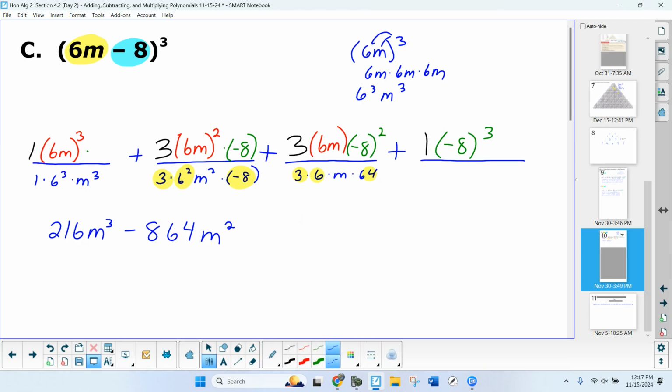What do you guys get on that one? 1,152. And then what are we multiplying here? Just 1 times what? -8 to the third. Yep. Exactly. Exactly what it says. And what do you guys get when you put those? What's -8 to the third power?